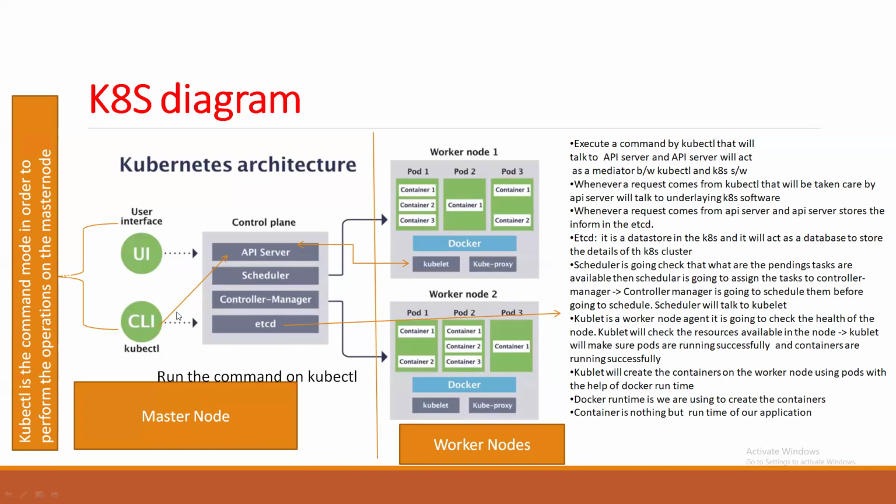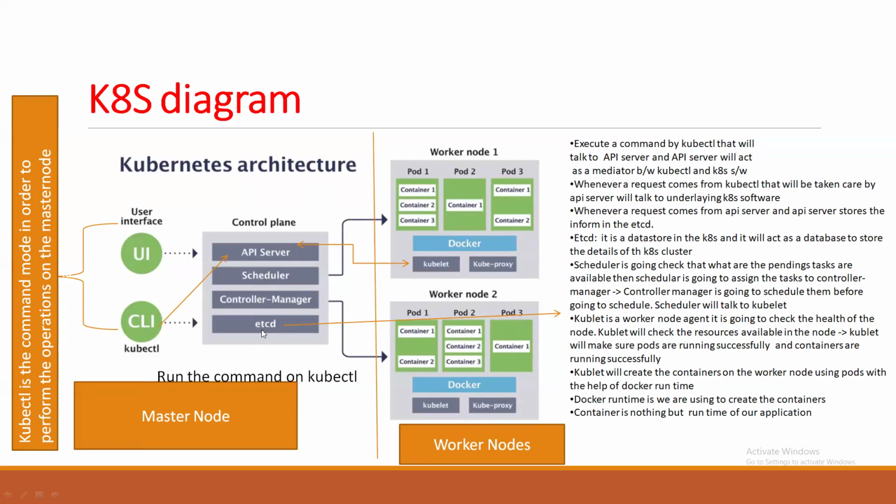Once you run kubectl apply, the API server will take the manifest file. The command executed by kubectl talks to the API server, and the API server acts as a mediator between kubectl and the Kubernetes software. Whenever a request comes from kubectl, it is taken care of by the API server, which talks to the underlying Kubernetes software and stores the information in etcd.